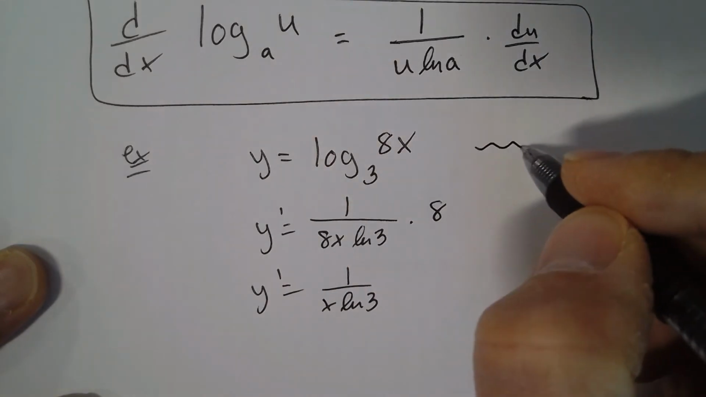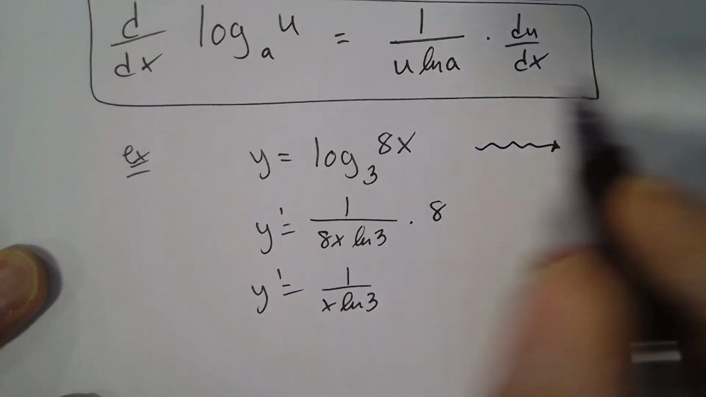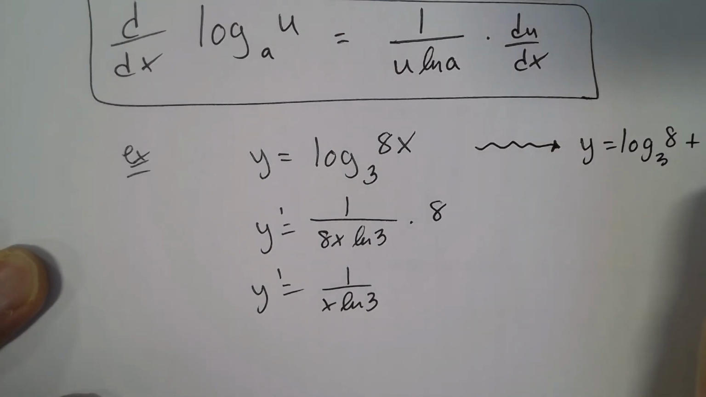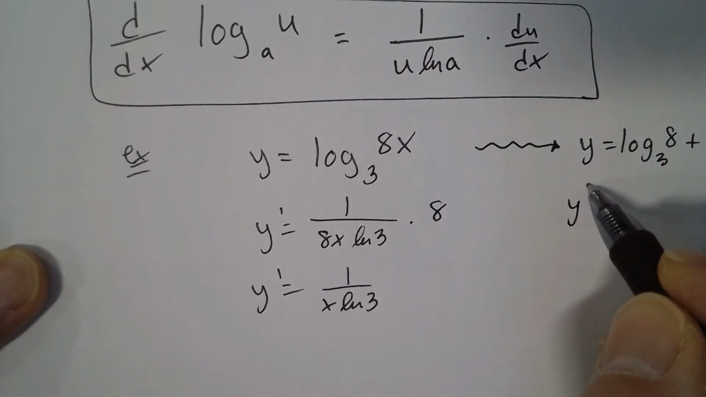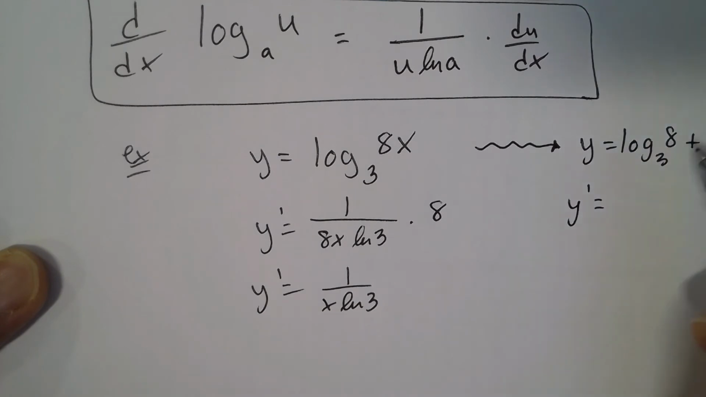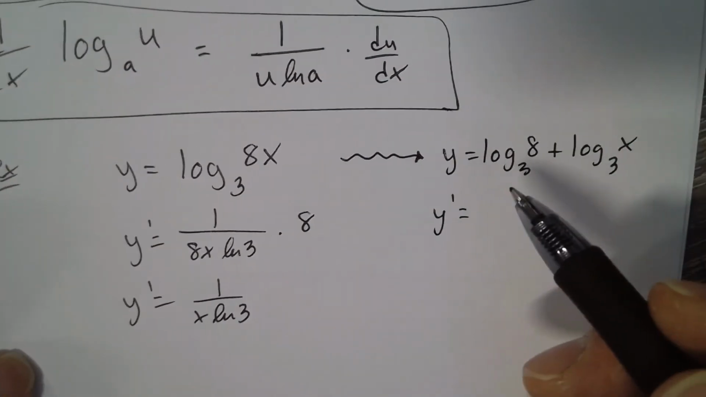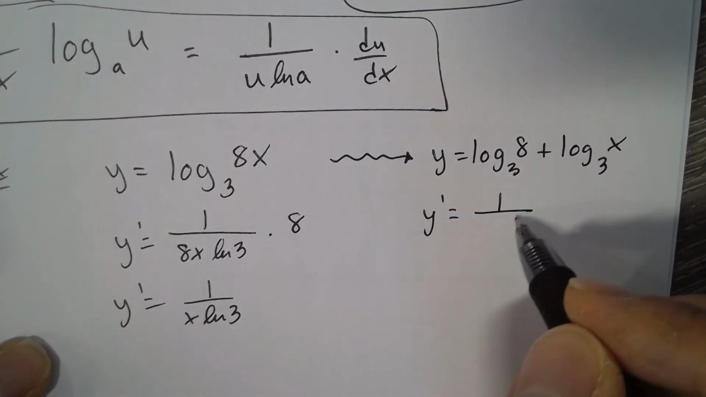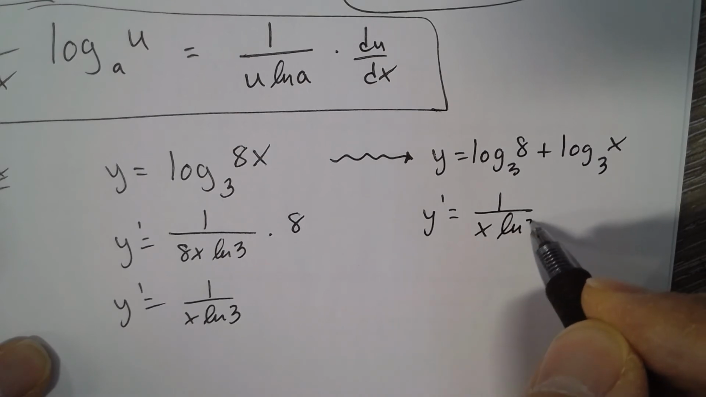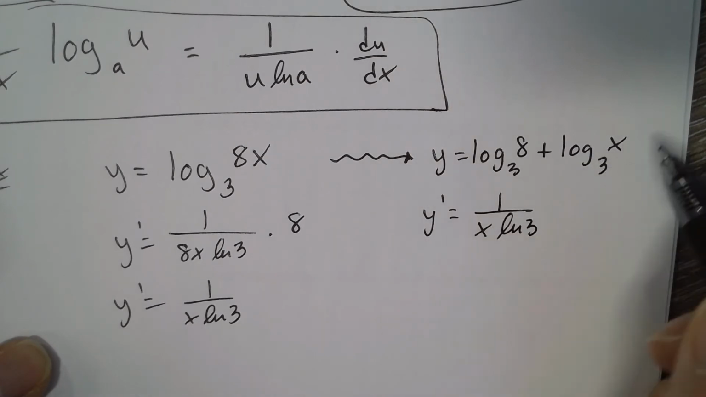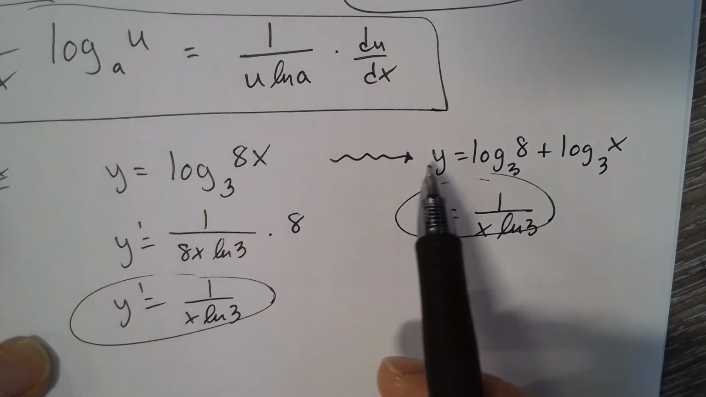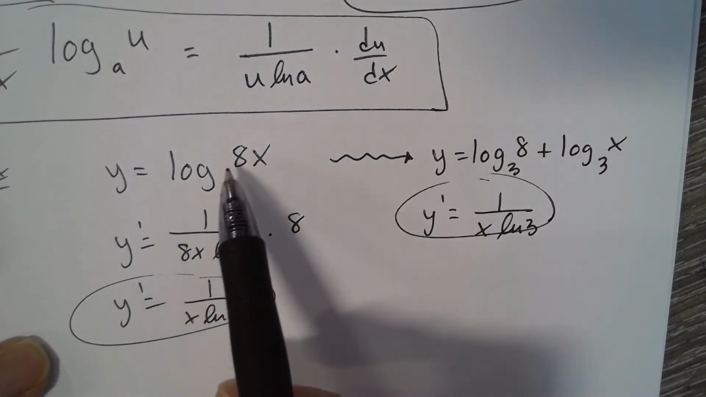Just to bring back our log properties, we could rewrite this as y equals the log of 8 base 3 plus the log of x base 3. And if we found the derivative, the derivative of a constant is 0. So the derivative of log of x base 3 is 1 over x natural log 3. So 1 over u natural log of its base times 1. So two ways of doing the same problem, just using log properties or just leaving it as is and doing it that way.